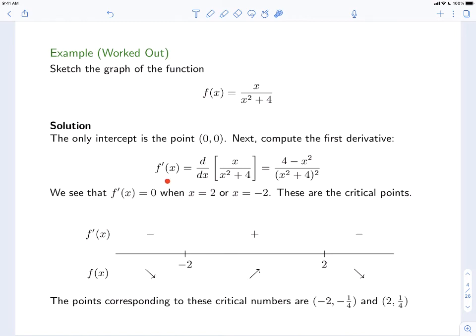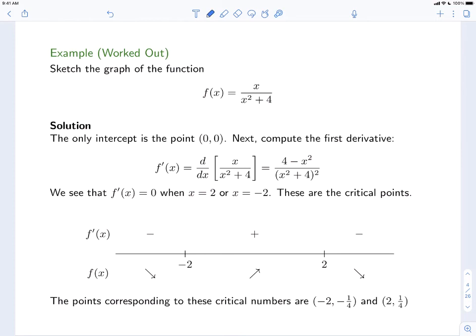f prime of x is equal to the derivative with respect to x of this quotient. So we have to use the quotient rule. We've left out the details here, but if you use the quotient rule, it will simplify to 4 minus x squared divided by x squared plus 4 raised to the second power. And you can see that this derivative is equal to 0 when x is equal to 2 or when x is equal to negative 2.